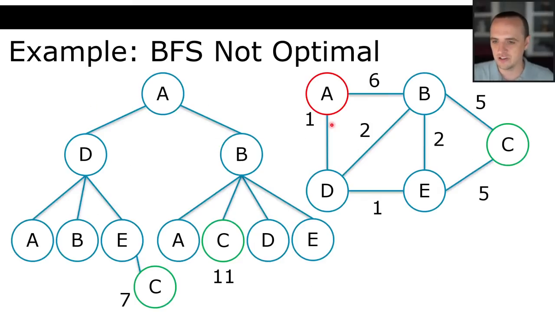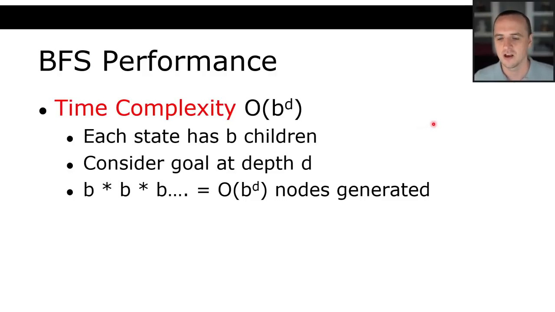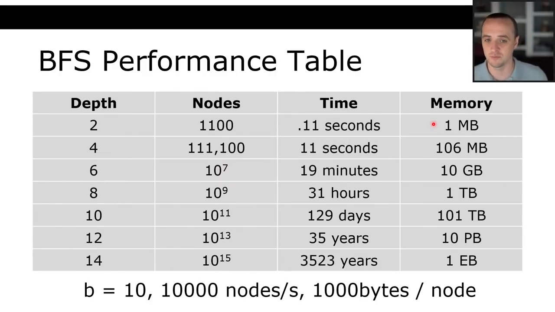So the example we just gave, that's not so bad. There's a few tiny nodes, but the solution was found in depth 2, right? So it was almost instantaneous. But how does that translate when we move up to bigger problems? Let's say that we have an average branching factor. So let's say at each state there are 10 legal actions, and we can generate 10,000 nodes per second, and we can store one node in about a kilobyte.